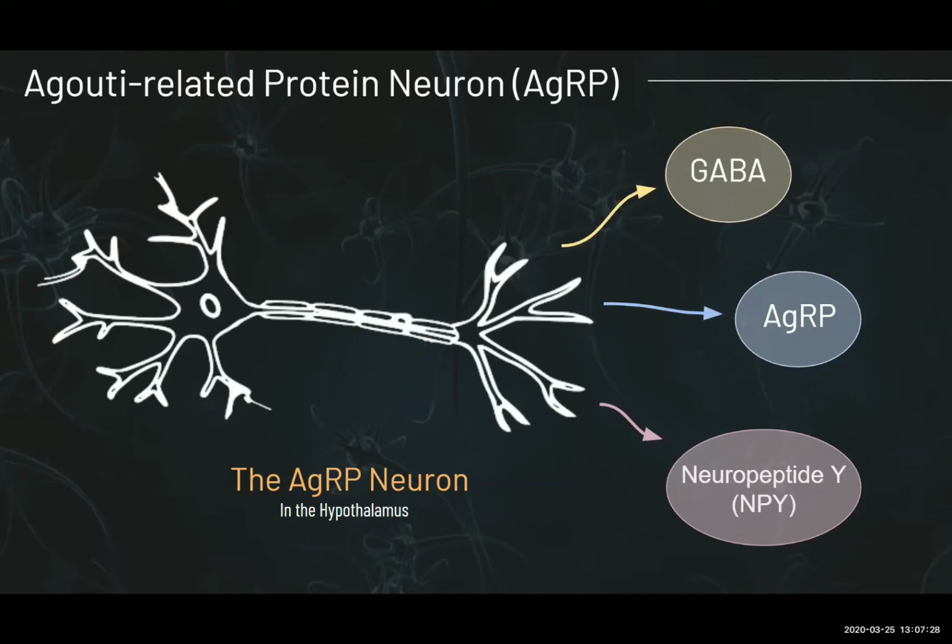It releases GABA, AGRP, and the neuropeptide Y. That's three things. And neuropeptide Y is produced in the brain, and it's one of the most potent. So while the AGRP neuron releases these three components, prior research has noted that when you delete the genes for the AGRP and the NPY, it has little effect on the body weight and energy expenditure, which is the main function of the neuron. So that means that GABA is obviously the important factor here.